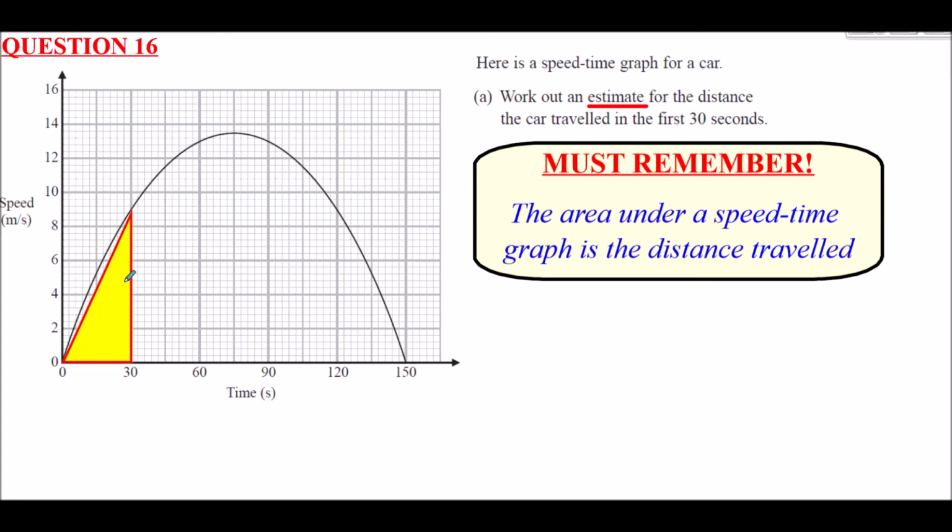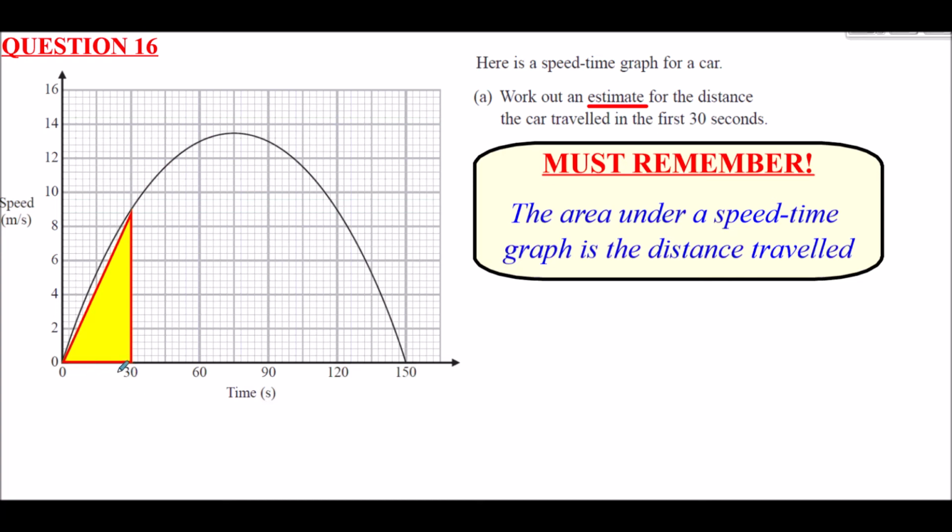It doesn't need to be exact because again this word estimate lets us off the hook. It needs to be about correct. That's pretty close. It's not including this bit, but we'll come to that in part B. So like it says, we need to work out the area of this triangle. So the area of a triangle, we need to know its base and its height.